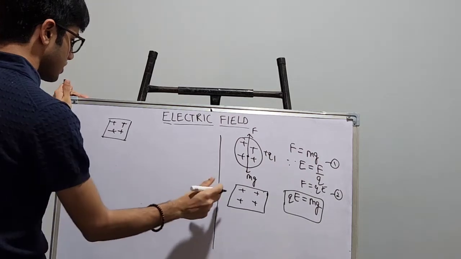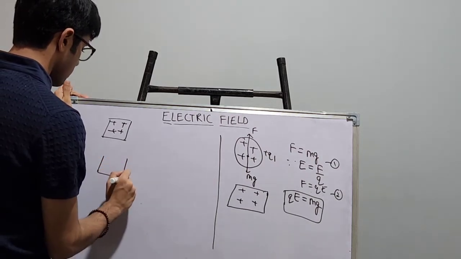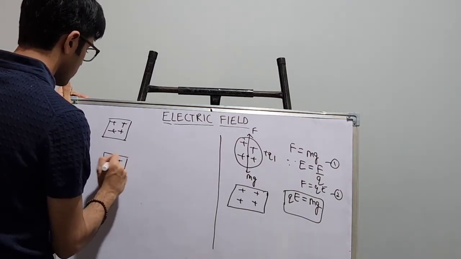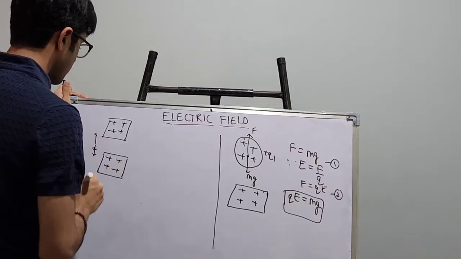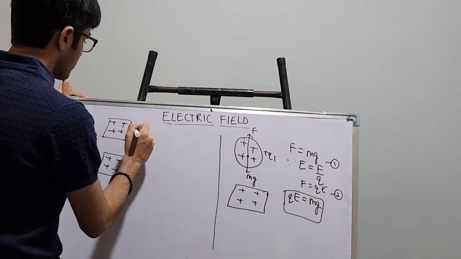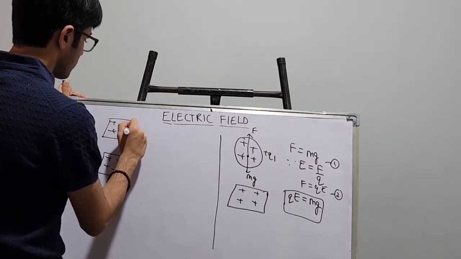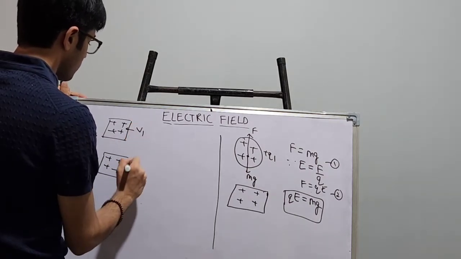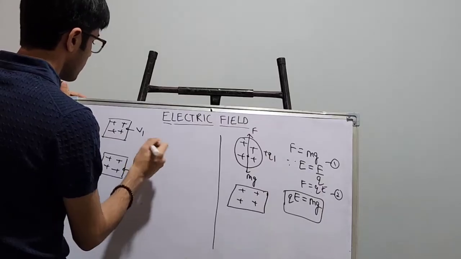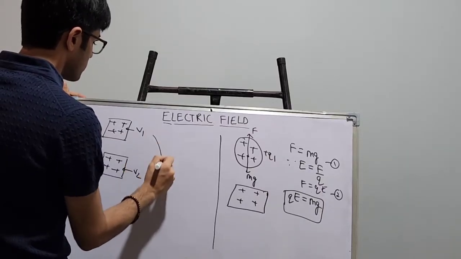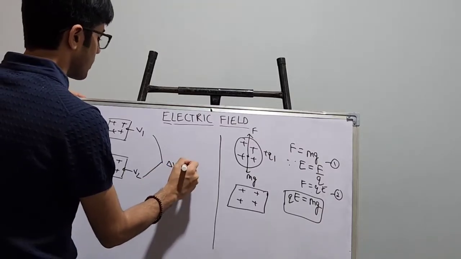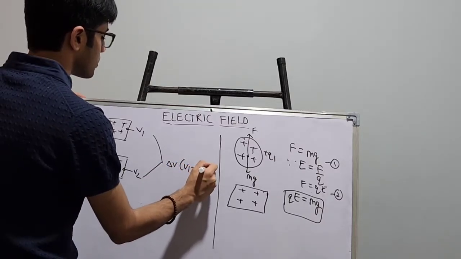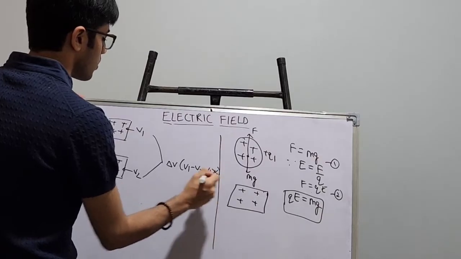Now let us say that instead of this ball here, we have another metal sheet which is positively charged, and this is another metal sheet which is positively charged. Let us say the distance between these two metal sheets is d. The potential difference of this sheet right here is, let's say, V1, this is V2, and let's say the potential difference is delta V. Let's say delta V is V1 minus V2, and let's say V1 is greater than V2.